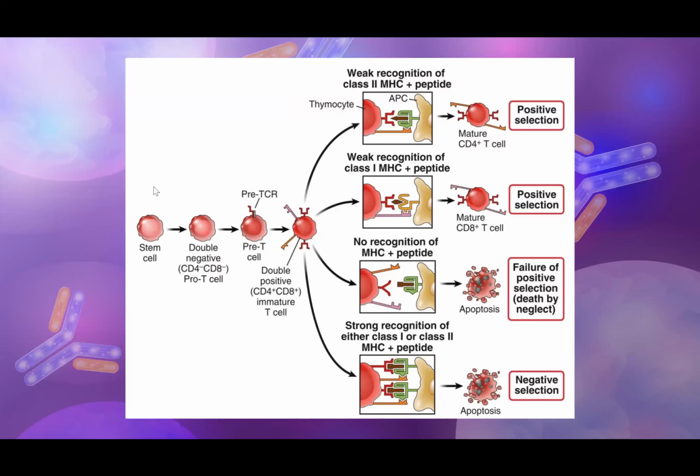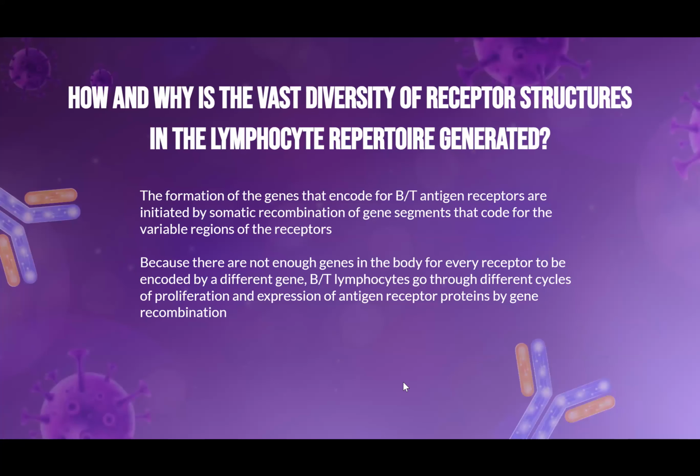And here's just a full photo of the process where it first expresses part of the receptor, then the full receptor with the CD4 or the CD8, and then it'll undergo the weak recognition, no recognition, or too strong recognition.